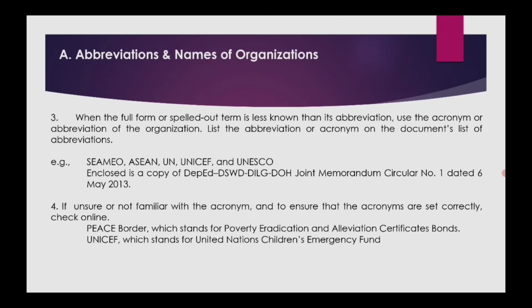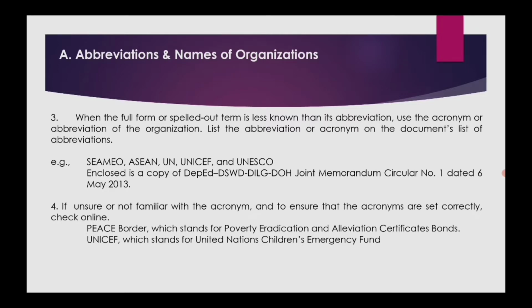For abbreviations and names of organizations, number 3: when the full form or spelled out term is less known than its abbreviation, use the acronym or abbreviation of the organization. List the abbreviation or acronym on the document's list of abbreviations. We have here examples, no? The CIMEO, ASEAN, UN, UNICEF, and UNESCO.